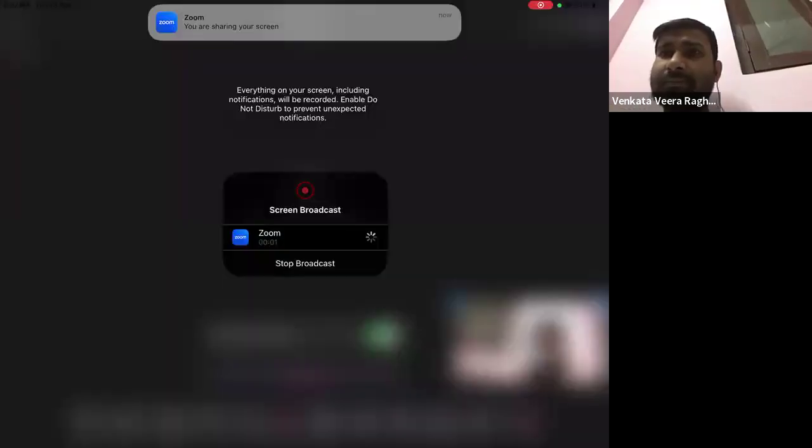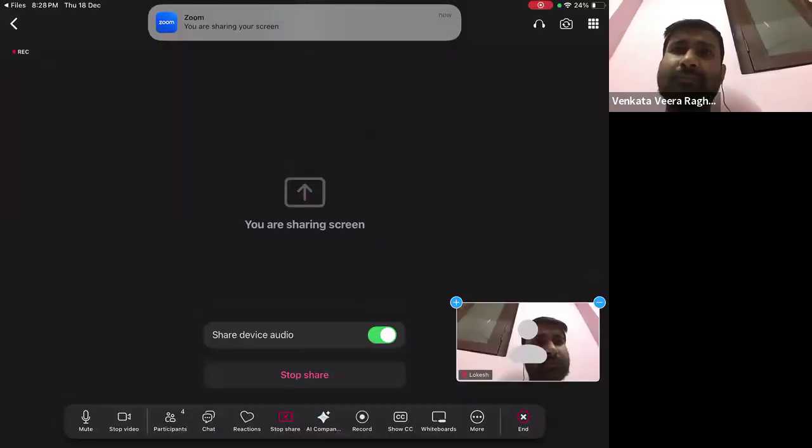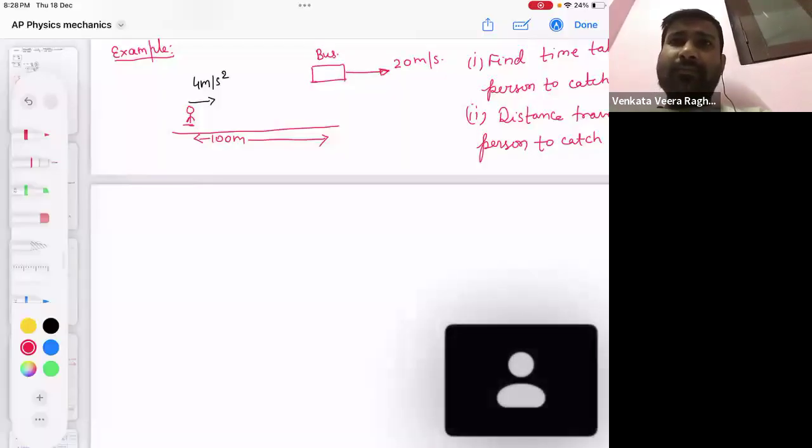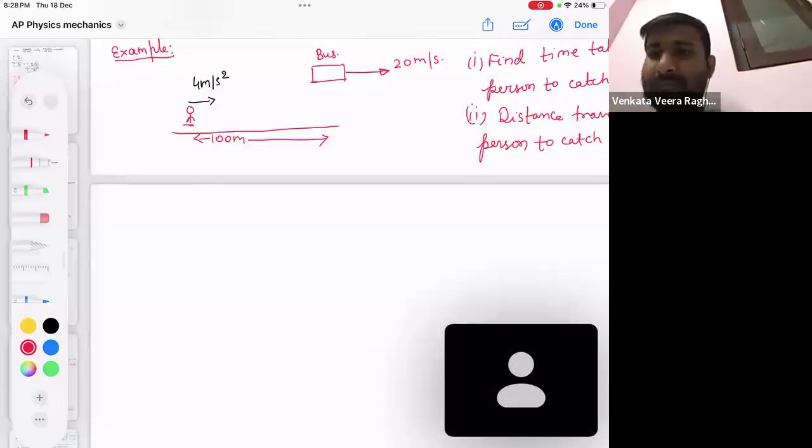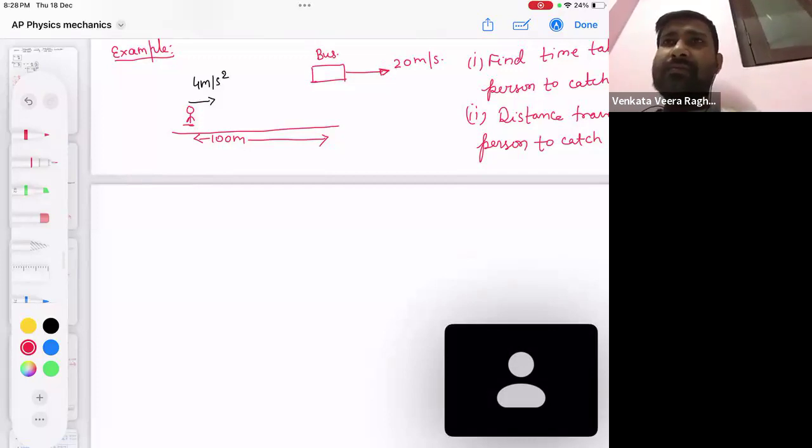Check it. Is the screen sharing again going to stop? Check, is my screen visible again? Again the same problem. Is the screen visible or not? Visible, sir.